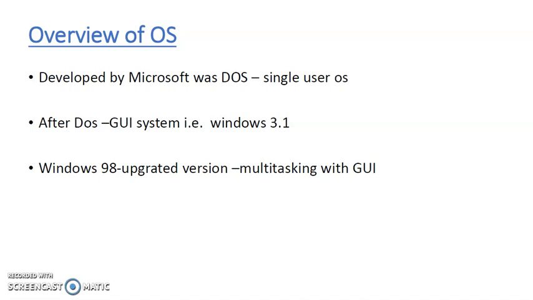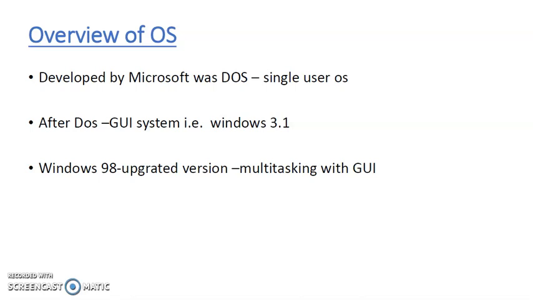Good morning, students. In the previous lecture, we saw an overview of OS, that is, the history of the operating system. The operating system first developed by Microsoft was DOS. DOS is a Disk Operating System, but it was a single-user operating system. After DOS, a completely new system with a GUI, that is, a graphical user interface, was developed, and it was Windows 3.1. But Windows 3.1 again had some disadvantages.